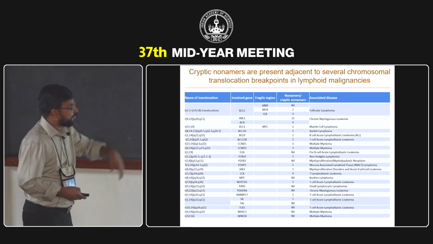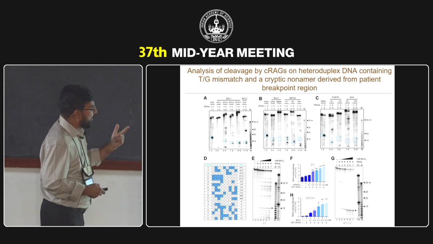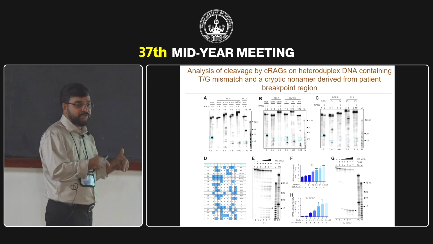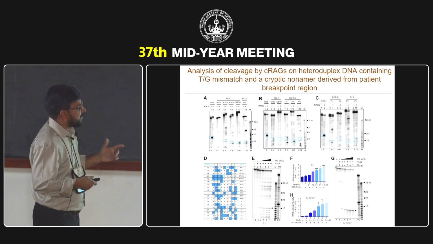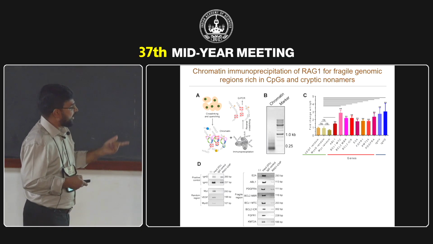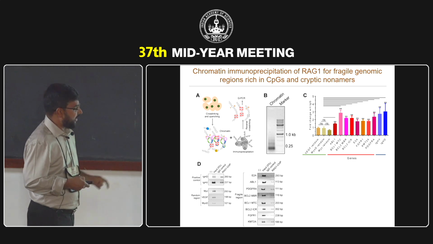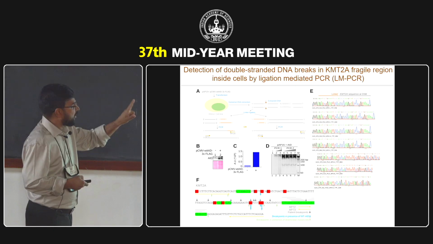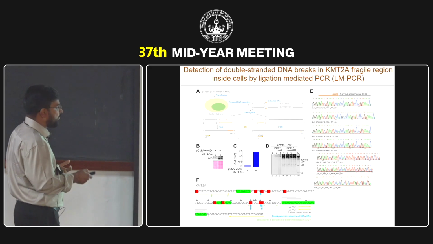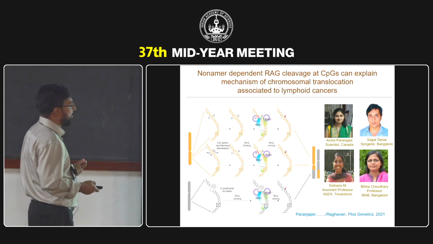So these are a lot of examples I will not get into. By using biochemical assays, we showed that purified RAGs can bind to those fragile regions. Not only bind, it can cleave. We have also done ChIP assays to demonstrate that RAGs indeed bind in those regions inside the cell. And we used LM-PCR, or ligation-mediated PCR, to show that these breakpoints seen within the cells are comparable to what is seen in the patients.